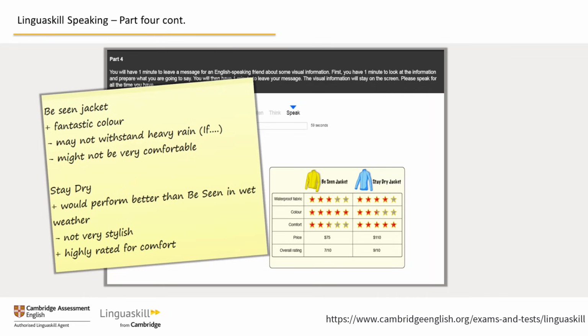In this task, you should use language for making comparisons, but you could also use conditionals here, such as, if you decide to buy the Be Seen jacket, you'll look great, but you might get wet when cycling in heavy rain. You will get a higher score when you use more advanced grammar structures accurately. So try to think of opportunities for complex language when preparing your notes.